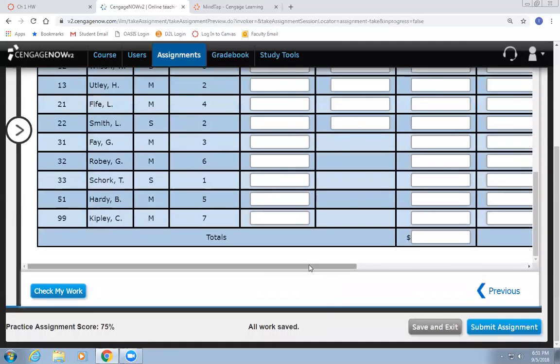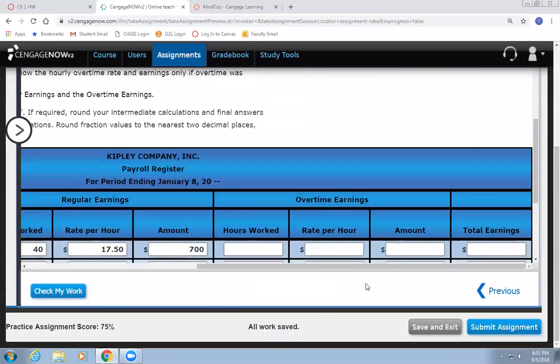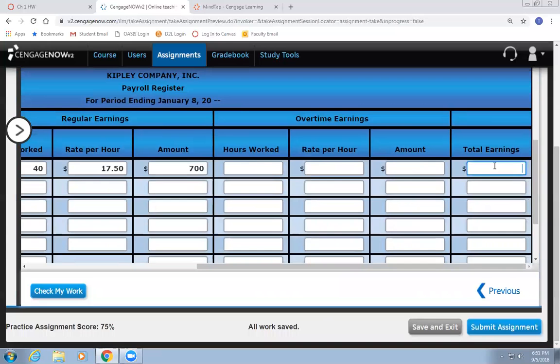There was no overtime, so you shouldn't have to put in zeros at all. You can if you want to. But her total earnings are just the 700. So for hourly workers, it's pretty straightforward. Let's do one that's not an hourly worker, just since we're running out of time. That way, if you don't come next week, you can still see what I'm talking about.